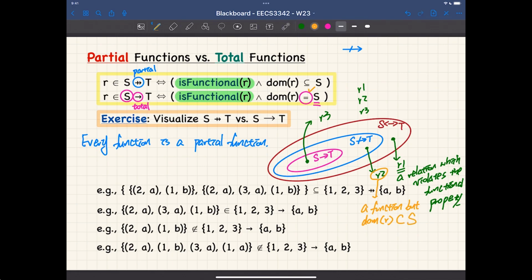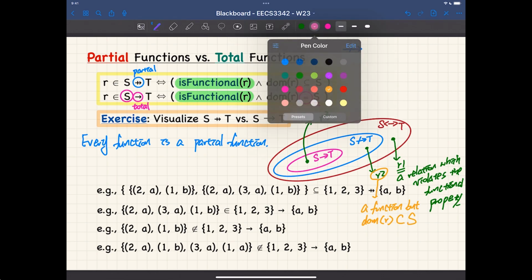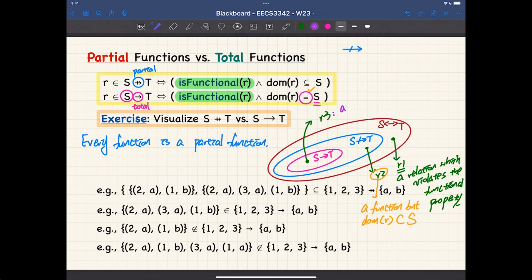Finally, we got R3. That one there is a relation, it's a partial function, it's also a total function at the same time. R3 over here will be something that it's a relation for sure. It's also a partial function, and also is a total function. You want to get these ideas very clear.